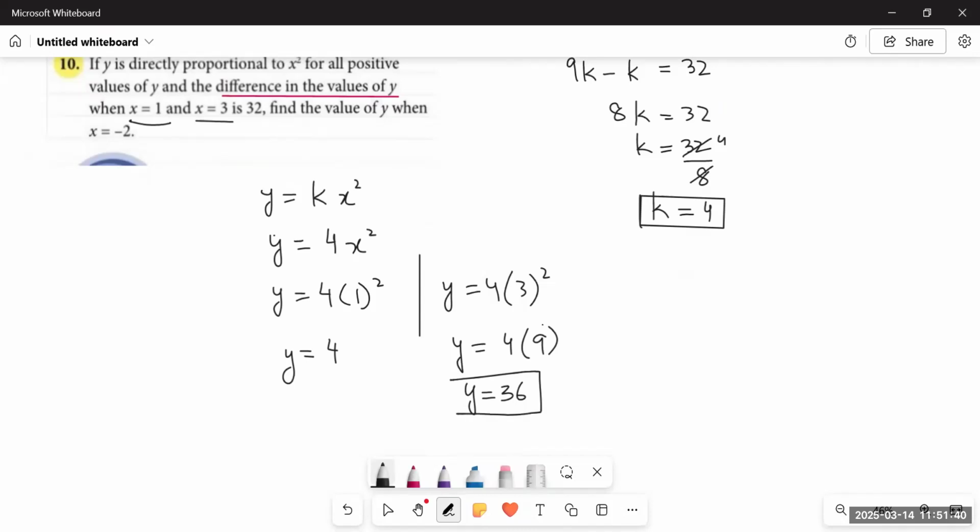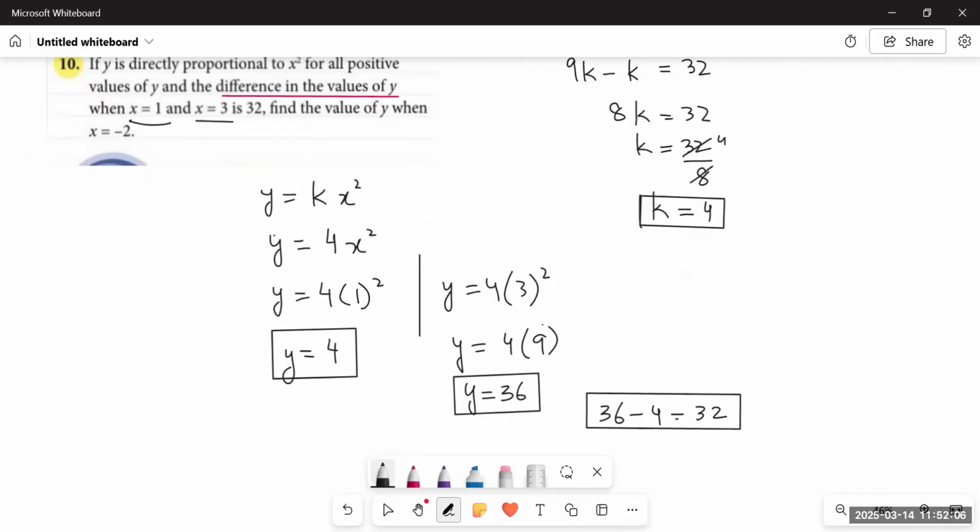You see, if the value of x is 3, the value of y is 36 when the constant k is 4. And if the value of x is 1, the value of y is 4 if the constant is 4. And when we subtract them, the difference in the values of y is 36 minus 4, which is 32. Hence proof the values that we have got are absolutely correct.